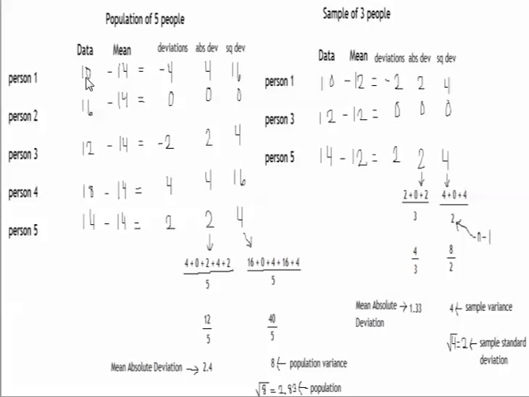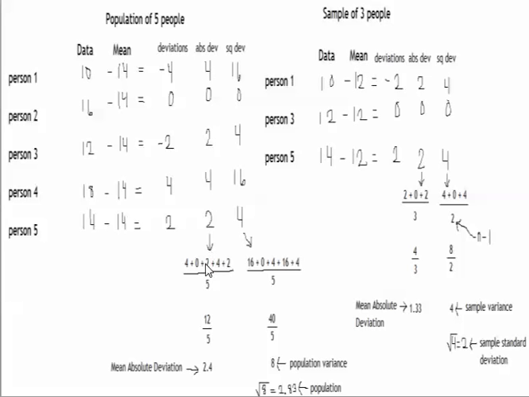You subtract all of the data values by the mean of 14 right here. The answers are the deviations. You leave off the negative signs, so all the numbers become positive. And these are the absolute deviations.